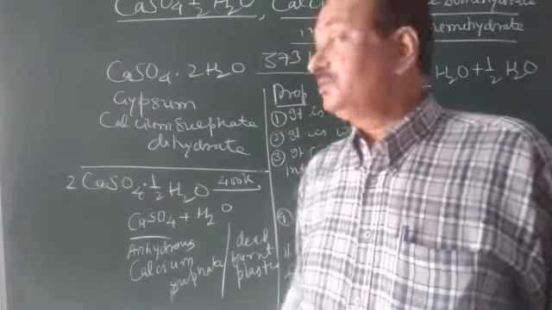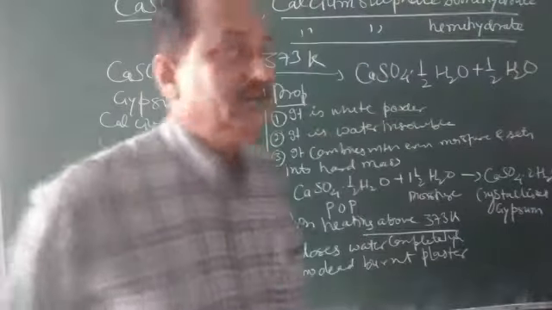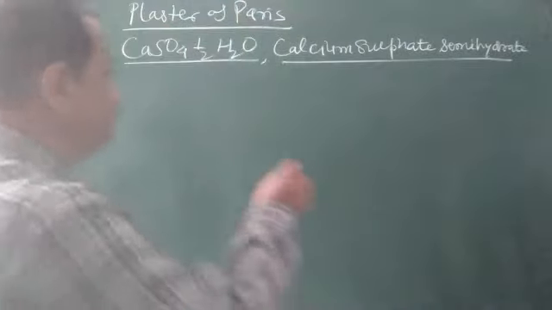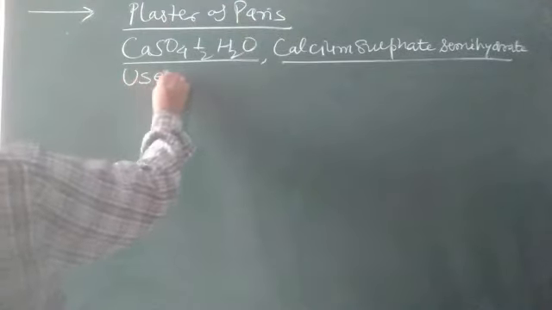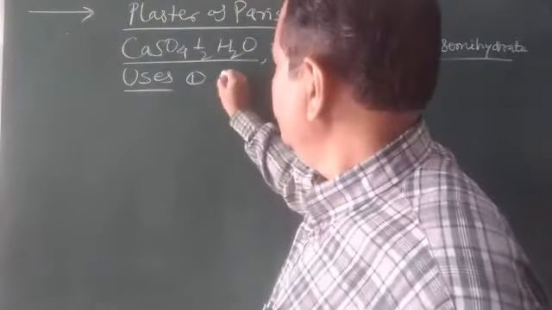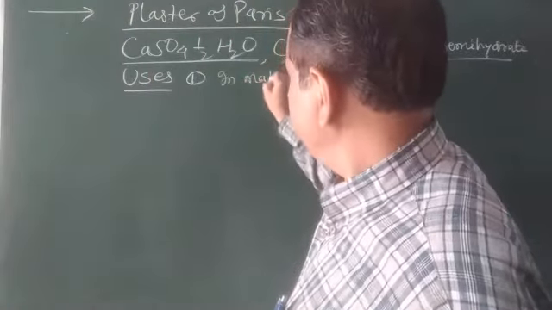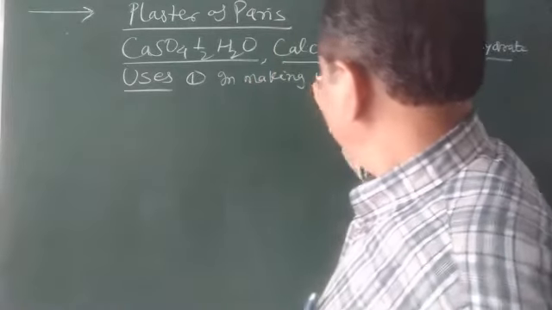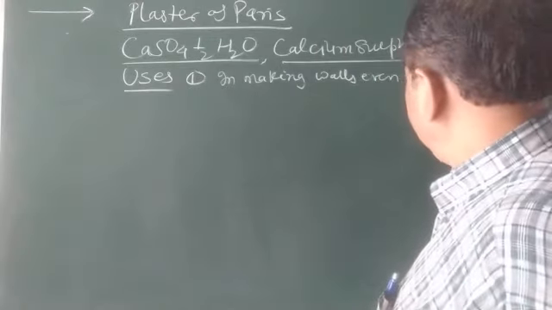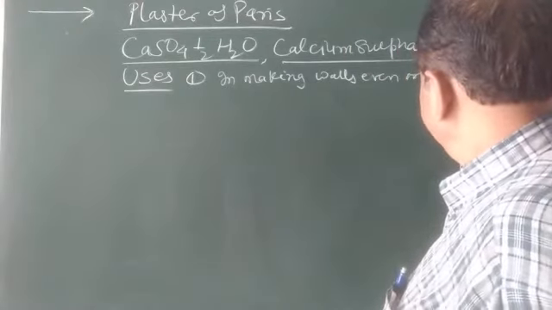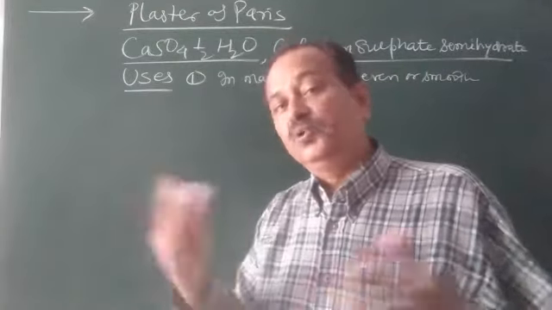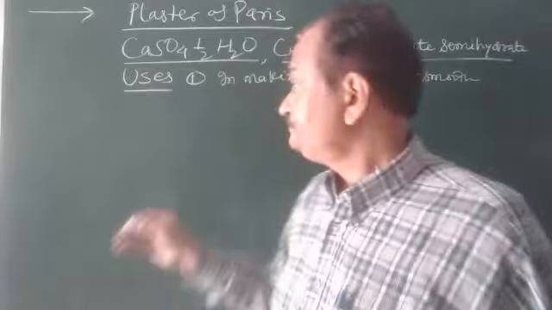So this is about the properties of Plaster of Paris. Now we'll see the uses. There are many uses. First, in making walls even or smooth. Know this thing: we have the POP layer. Why? Because it becomes smooth.